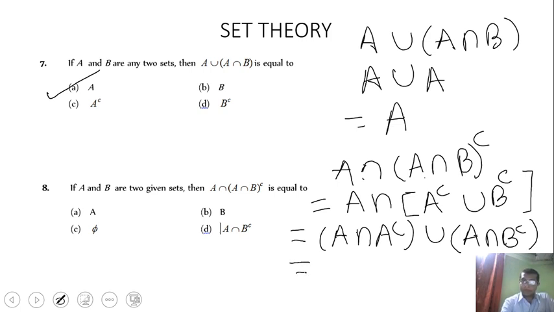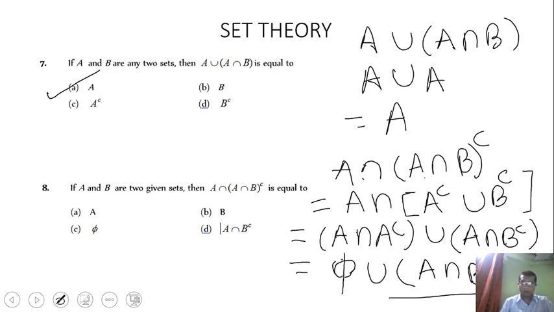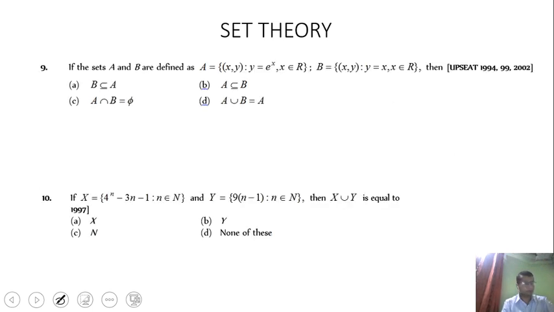We know A intersection A complement is an empty set phi, union as it is A intersection B complement. So taking a union of the empty set and A intersection B complement, we get A intersection B complement. Therefore option D is the right answer.